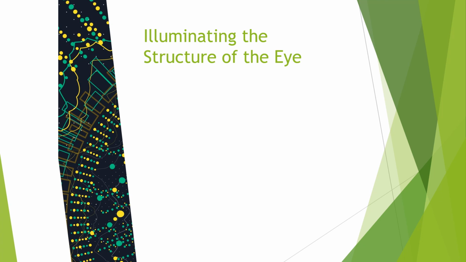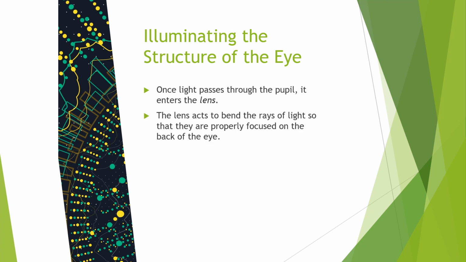Okay, so once light passes through the cornea to the iris to the pupil, the next place that it wants to go is through the lens. So once light passes through the pupil, it enters the lens. Now, the lens is very important, not as though the other ones aren't, but the lens is important because it bends the rays of light so that they are properly focused on the back of the eye.